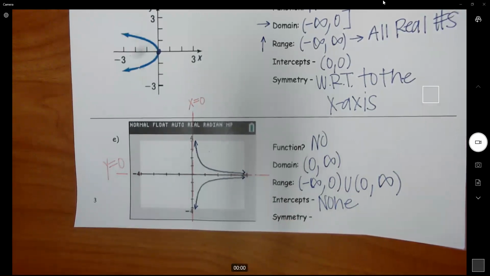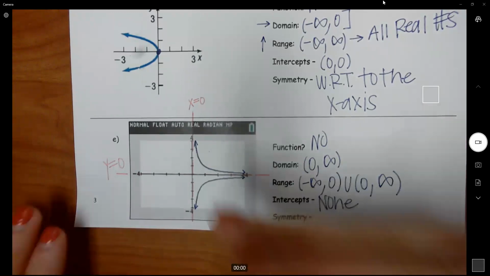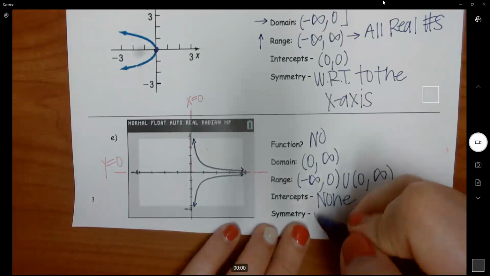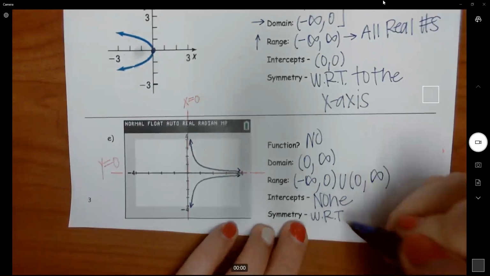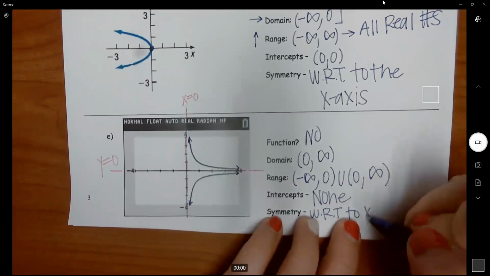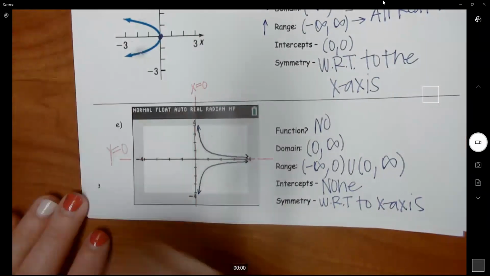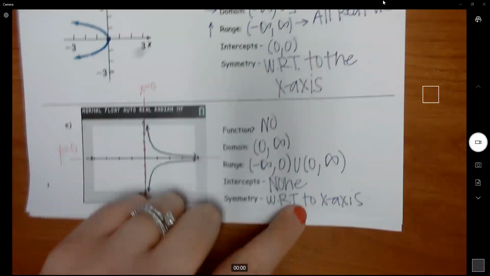And then lastly, does it have symmetry? If you take this, will it reflect along the x-axis? And yes, it will. So this is with respect to the x-axis. Does it reflect along the y? No. And does it have origin symmetry? No. So only with respect to the x again.